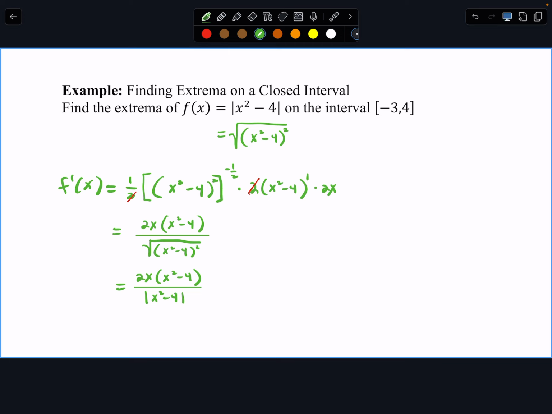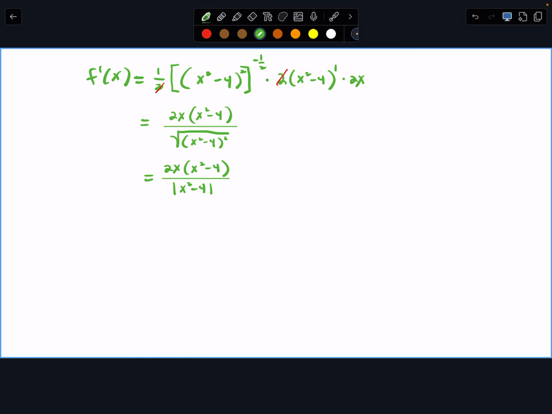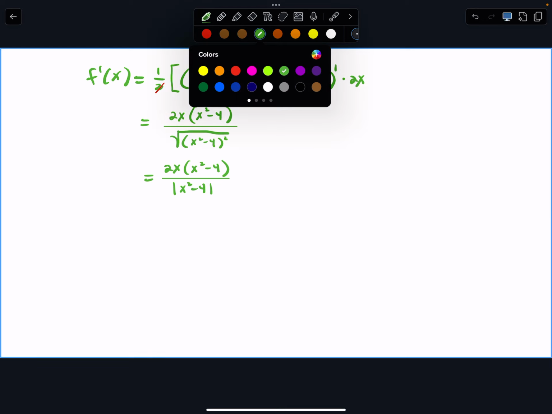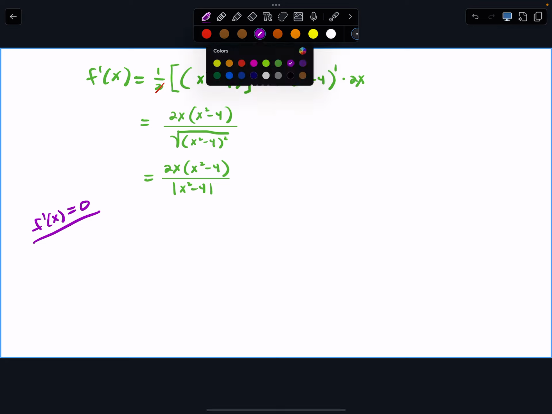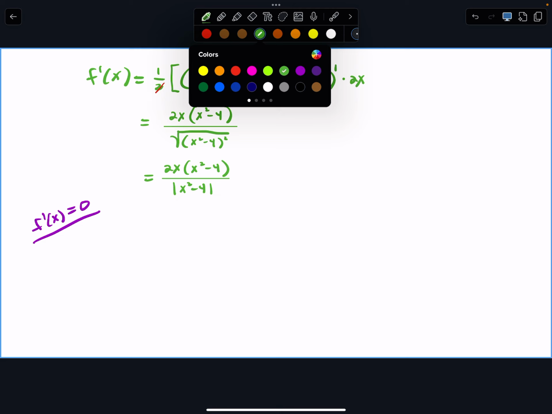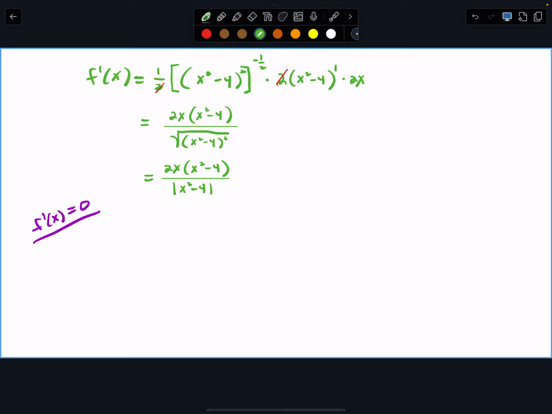So in order to identify critical values, we do need to think about where f prime would be equal to 0, as well as where f prime would be undefined. So for equal to 0, can't I just think about setting the numerator equal to 0? Do we see that? Yeah. So we could say 0 and then plus or minus 2.